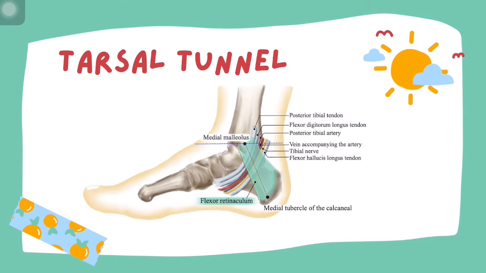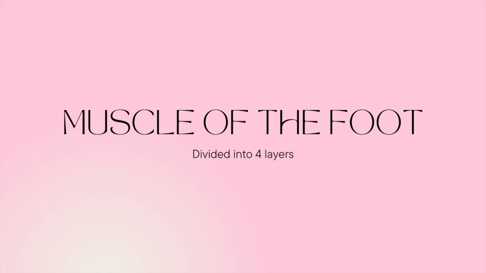So the tarsal tunnel is formed on the medial side of the foot in a groove between the medial malleolus and the heel, or the calcaneal tuberosity, and by the overlying flexor retinaculum. The structures that pass through the tarsal tunnel, in anterior to posterior order, are the tibialis posterior, the flexor digitorum longus, the posterior tibial artery, the tibial nerve, and the flexor hallucis longus.